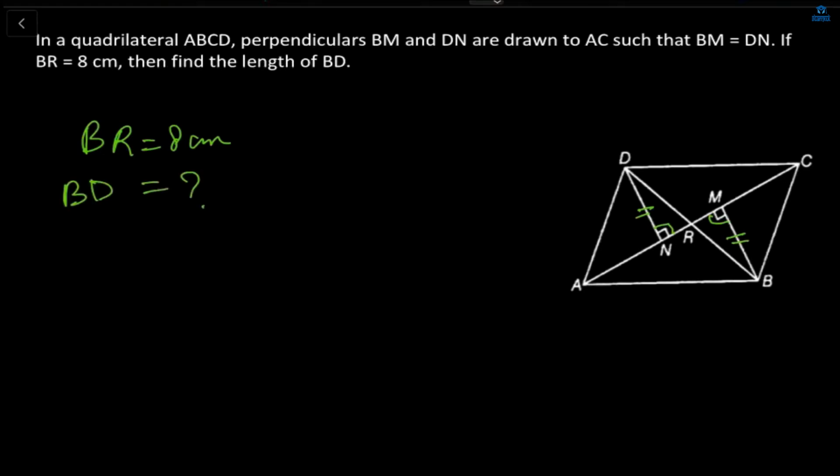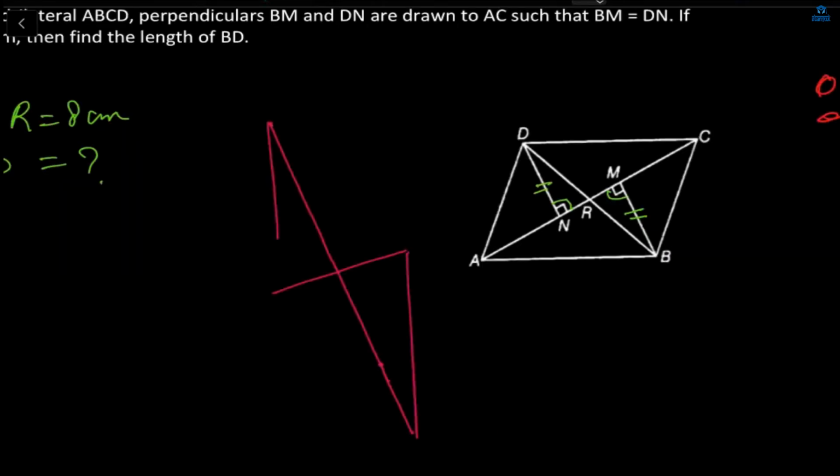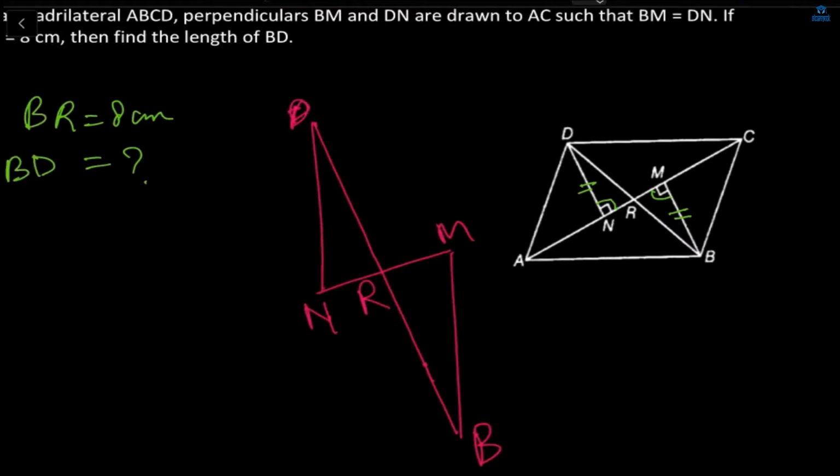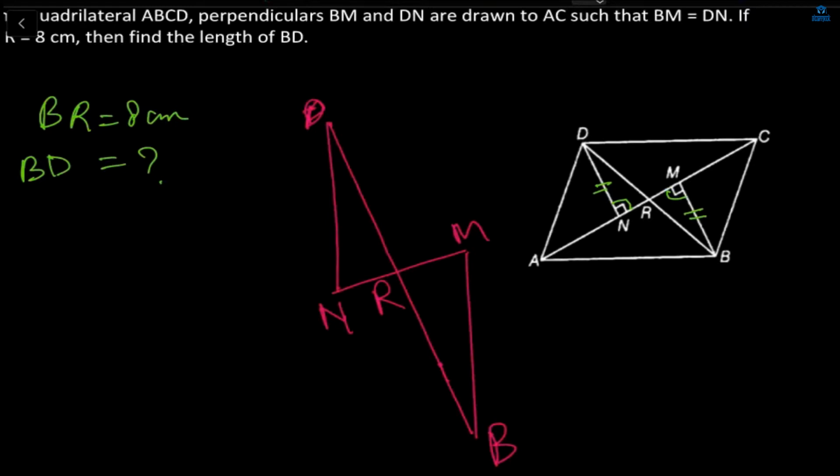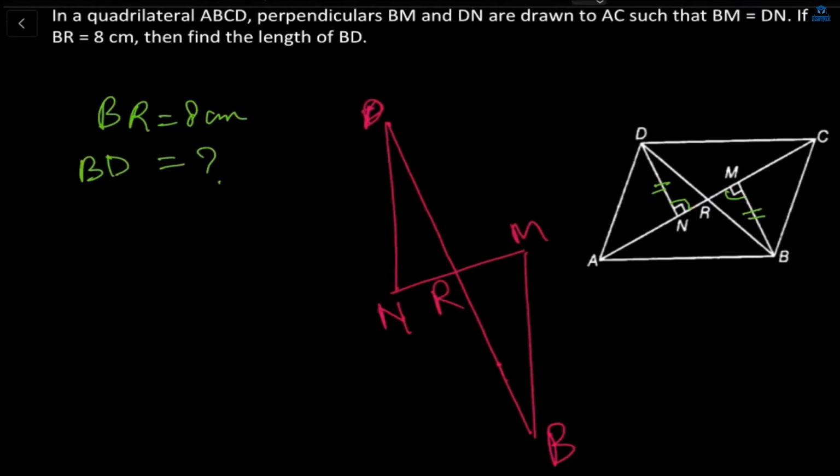So, what is the length of BD? See, if you take the triangle, this is part of the triangle I'm going to take. Because you have to show that BR is part of the whole length, you have to find the whole length of BD. Now it is given to us that this is equal to this, BD, BM.